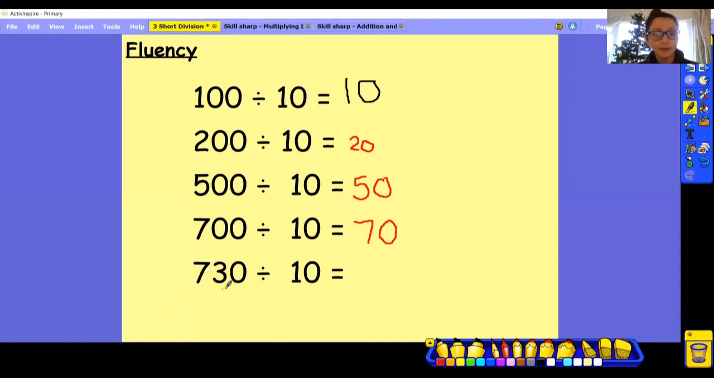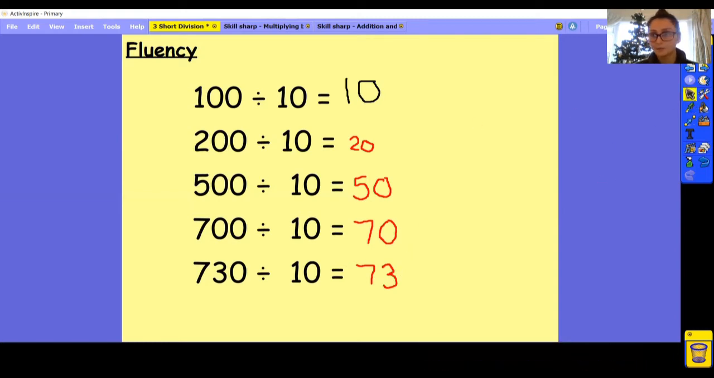So I've got 730 divided by 10. Remember, it gets 10 times smaller, so everything moves over. We lose our placeholder and we have our new number, which is 73. Well done if you managed to get them at home. We'll be doing a bit more of this tomorrow as well, so don't worry, I will be changing the numbers though.